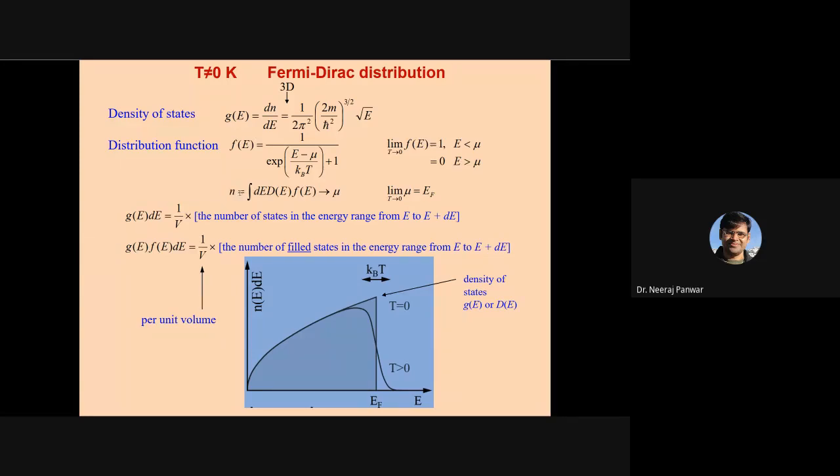If we multiply the density of states with the probability function, we get the electron density. So this is how we calculate the electron density. This is the curve for the density of states, and we have a step function for the Fermi-Dirac distribution. If we multiply the two at T equal to 0 Kelvin, we get a curve like this that truncates at the Fermi level. At higher temperature, T greater than 0 Kelvin, the curve goes like this.